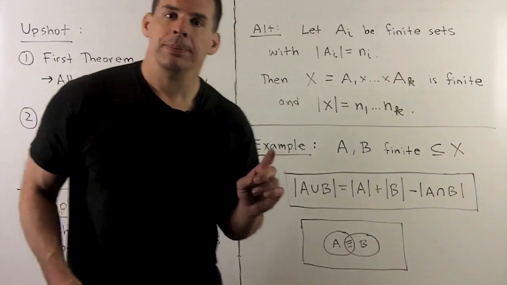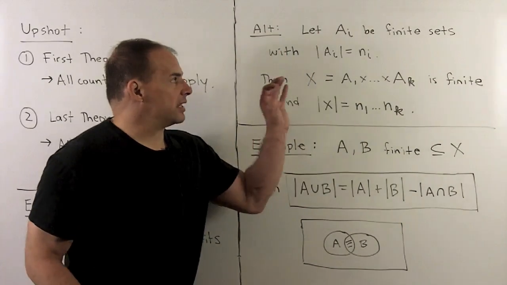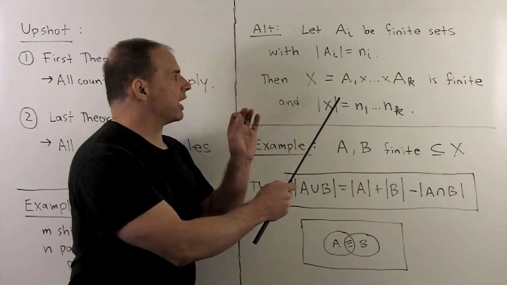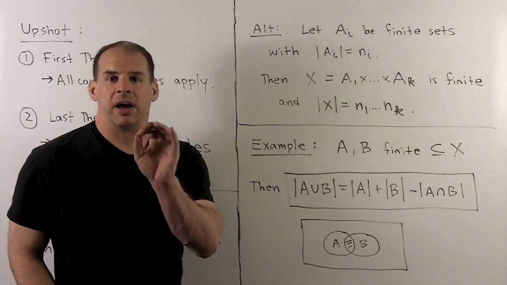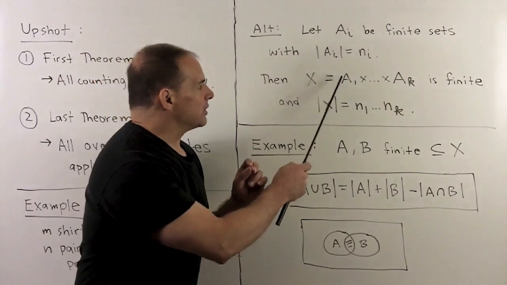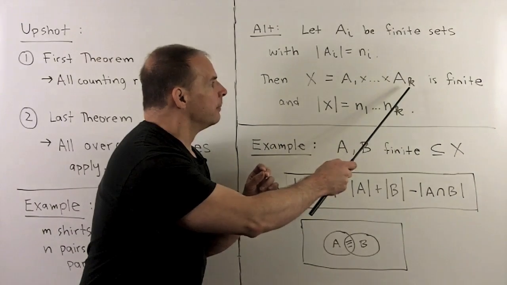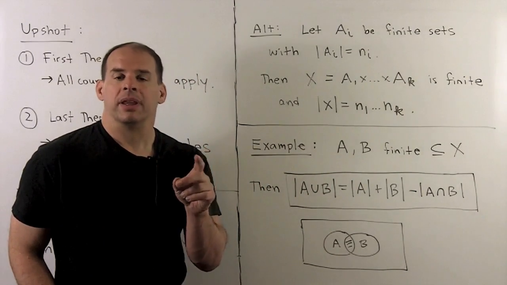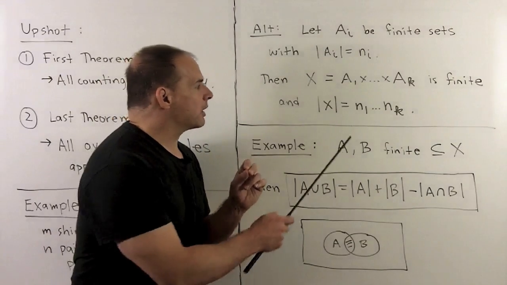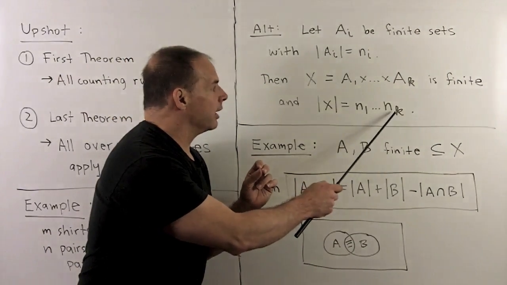More formally, if we have a collection of finite sets, A sub i, we'll say that the number of elements in A sub i is n sub i. If we take the finite Cartesian product, A sub 1 through A sub k, call that X, then that set is finite, and the number of elements in X is the product of n1 through nk.